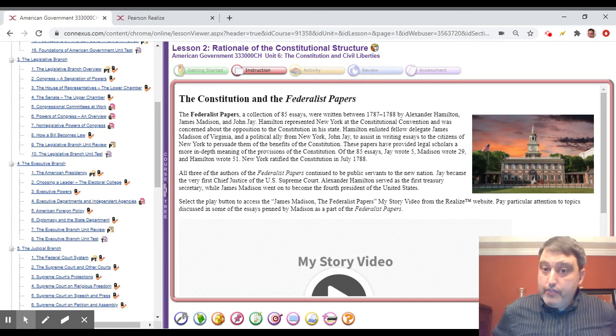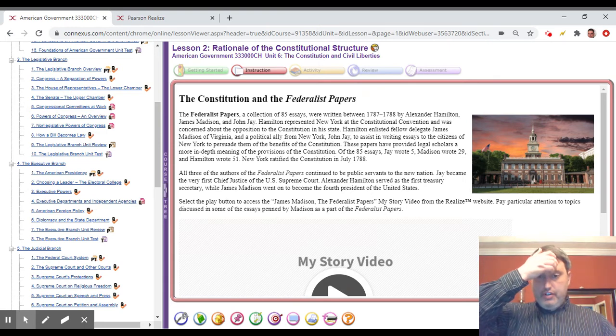Hamilton represented New York at the Constitutional Convention and was concerned about the opposition to the Constitution in his state. Hamilton enlisted fellow delegate James Madison of Virginia and a political ally from New York, John Jay, to assist in writing essays to the citizens of New York to persuade them of the benefits of the Constitution. These papers have provided legal scholars a more in-depth meaning of the provisions of the Constitution. Of the 85 essays, Jay wrote 5, Madison wrote 29, and Hamilton wrote 51. New York ultimately ratified the Constitution in 1788.